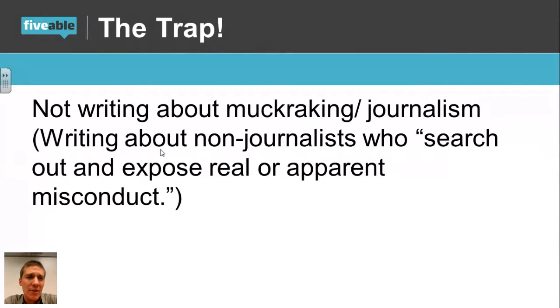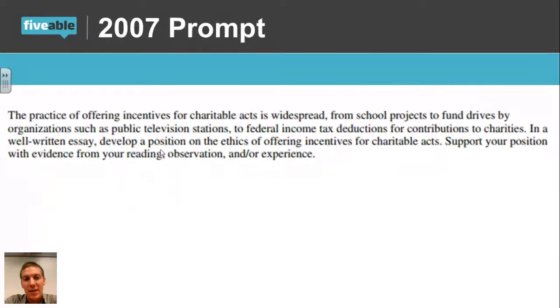All right, next, 2007. The practice of offering incentives for charitable acts is widespread, from school projects to fund drives by organizations such as public television stations, to federal income tax deductions for contributions to charities. In a well-written essay, develop a position on the ethics of offering incentives for charitable acts. Support your position with evidence from your reading, observation, and/or experience.